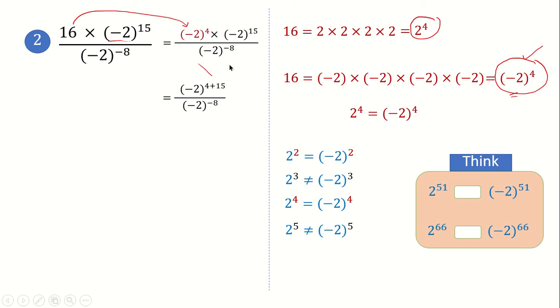Okay, now we use property 1. We get negative 2 to the power of 4 plus 15 over negative 2 to the power of negative 8. So 4 plus 15, we get 19. Since we are dividing, let us use property 2, such that we get negative 2 to the power of 19 minus negative 8. Remember, this negative and this negative will give us a positive. So we will have 19 plus 8, which is 27. So we have negative 2 to the power of 27. Okay? I believe that you have understood.